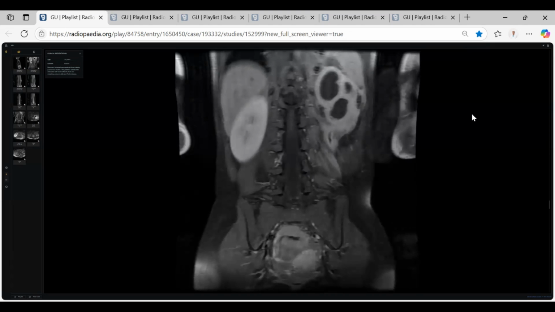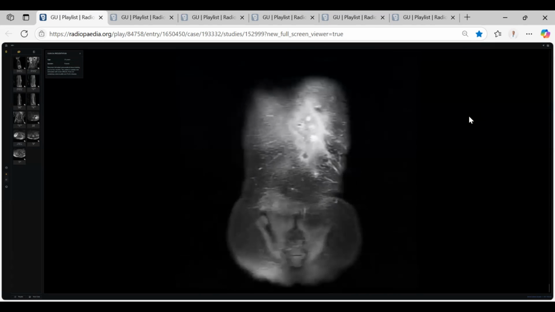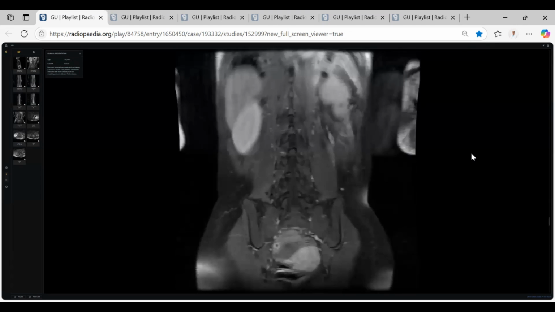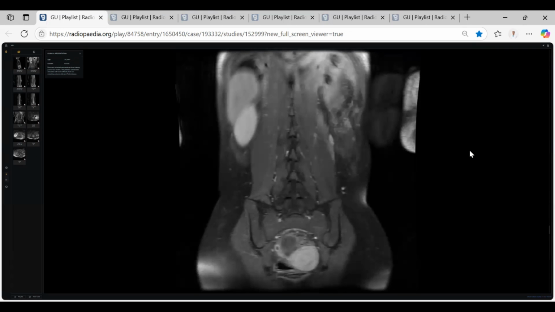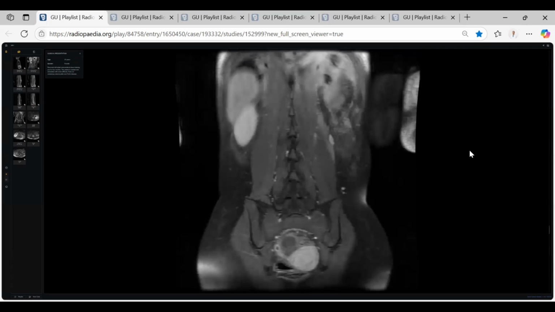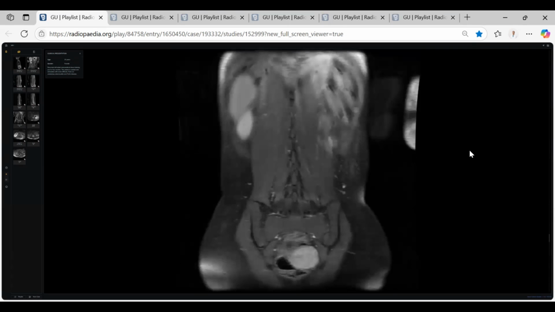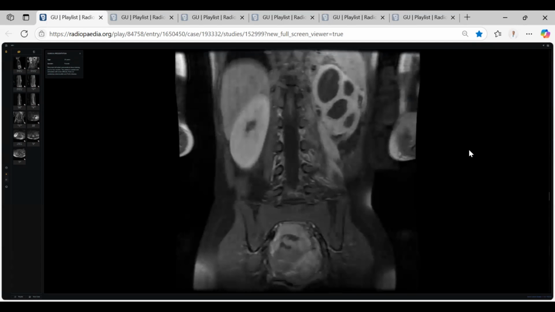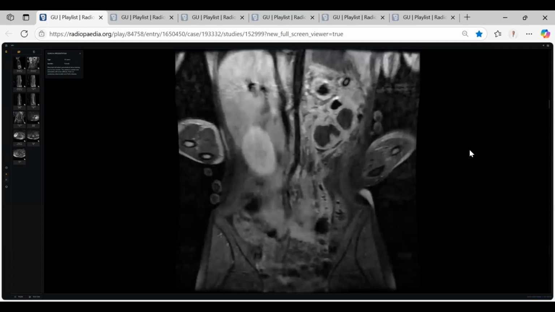In this MRI, I can see that there is significant mild to moderate hydroureteronephrosis noted on the left side. There is also significant enhancement of the urothelium. There is enhancement along the retroconal fascia and the lateral conal fascia, also noted.